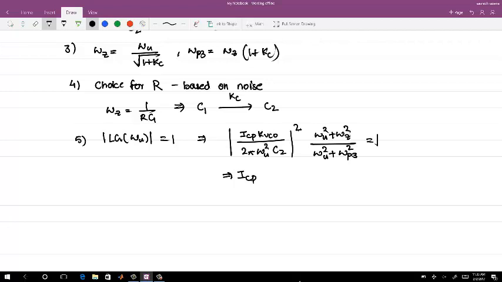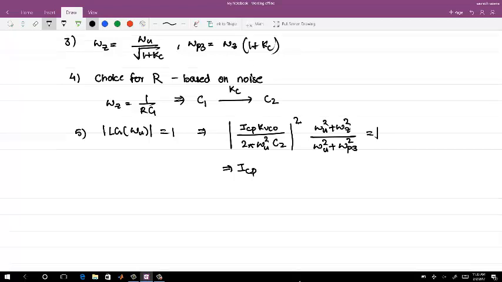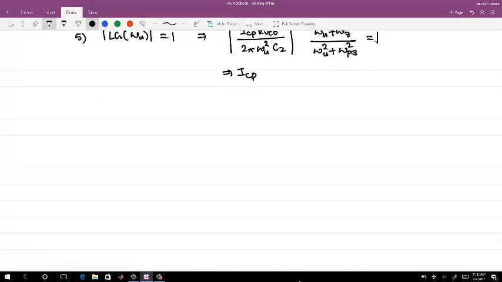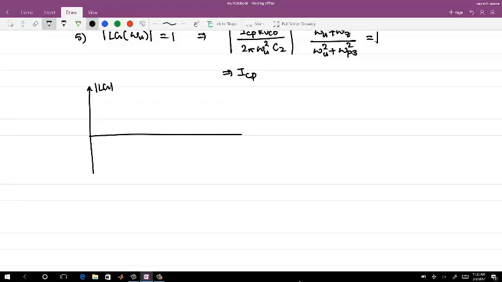Okay. So for a given choice of omega u and phase margin, and the other parameter which you choose along the way was R, you get all this: R, C1, C2 and ICP. Okay. So now for this loop gain, if I plot the mod of loop gain, I will have, let me just start a little bit.